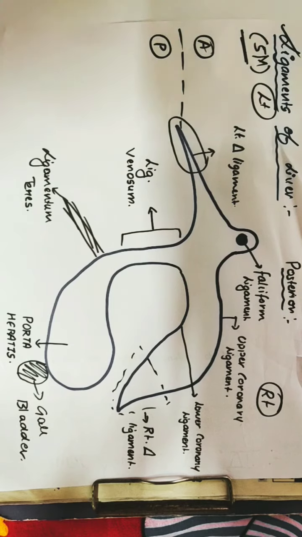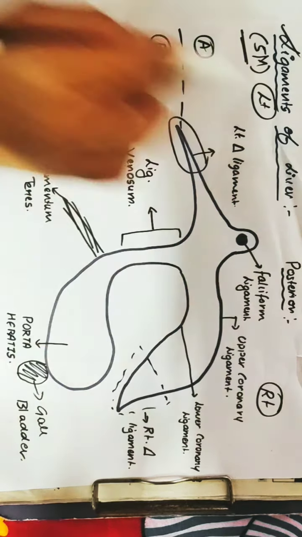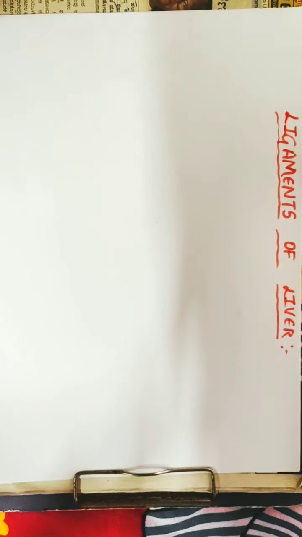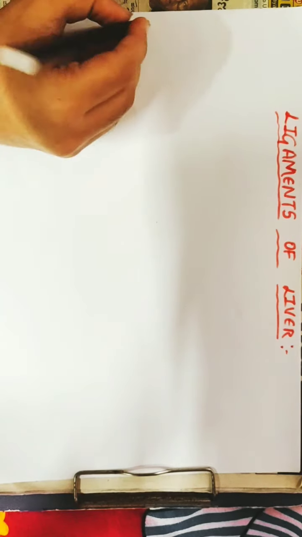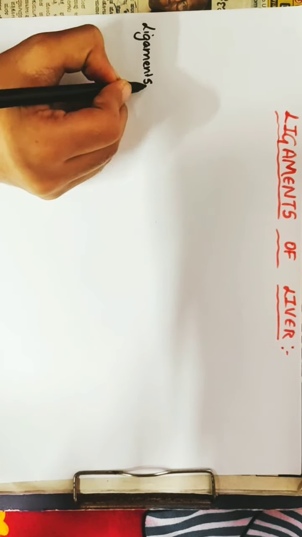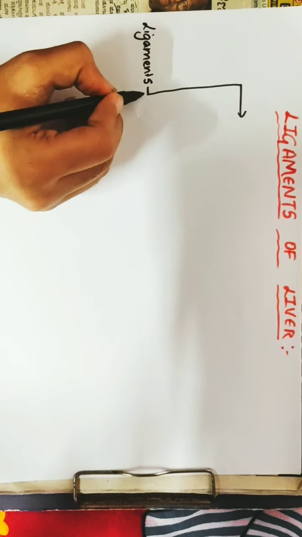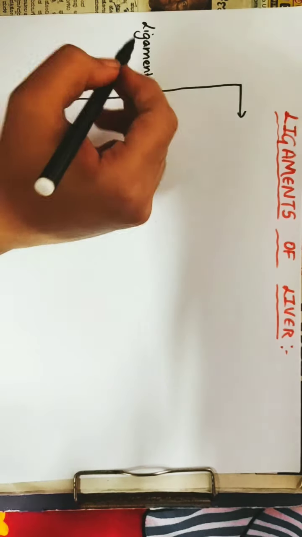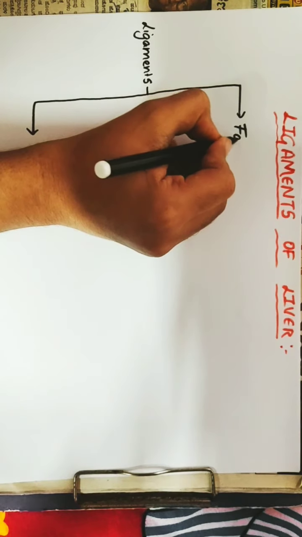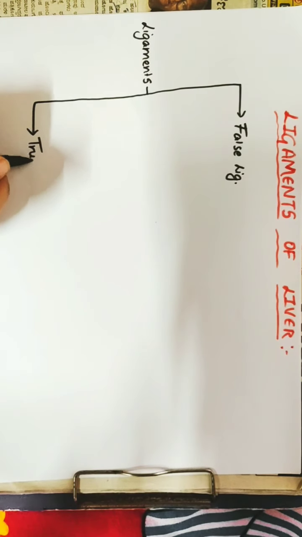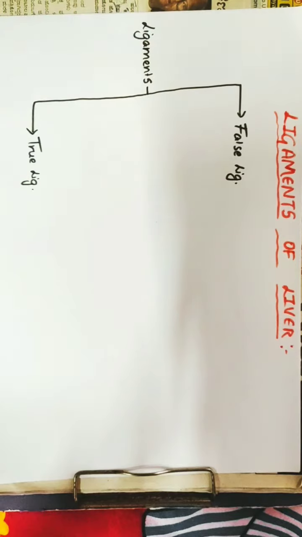Now we'll study briefly about the ligaments of the liver. Ligaments of the liver are of two types, mainly two types. Trust me, draw this chart for the exam, you will get full marks. So ligaments are of two types, false ligament as well as true ligament.